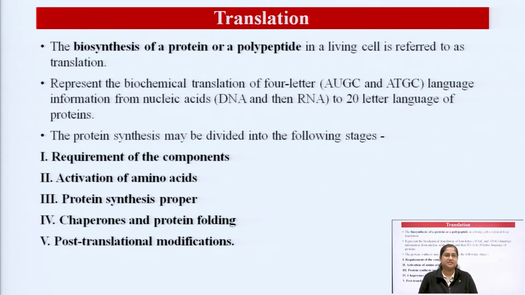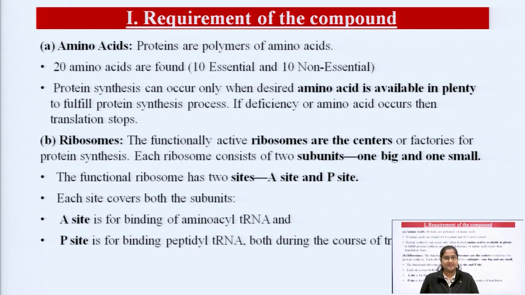First, we need the components for protein synthesis, so we need to collect all the components. Second is the activation of amino acids. Third is the protein synthesis. Fourth, chaperones and protein folding, which is very important, and the fifth step is protein post-translational modification. That means, as in transcription, we need to do some post-translational modification in this step also. So, let us start with the first part, the requirement of the components.